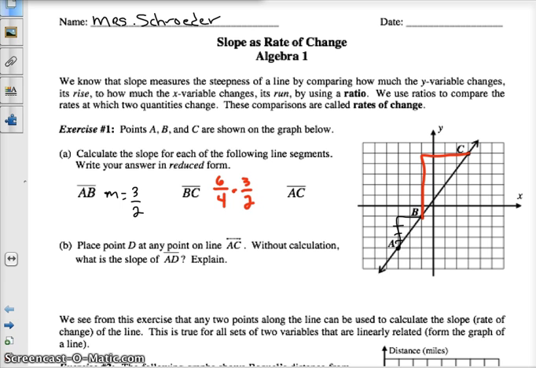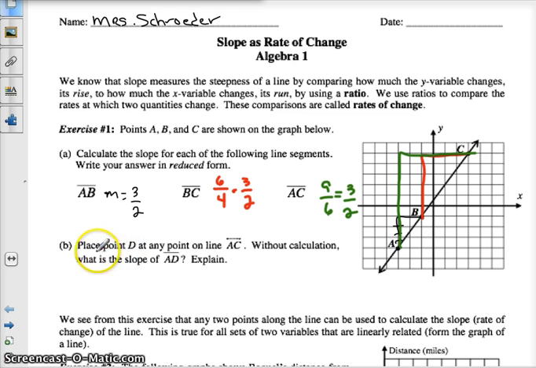And the third one is AC, which we're going to go up, and then we go over. So if I count up, 1, 2, 3, 4, 5, 6, 7, 8, 9 over 1, 2, 3, 4, 5, 6. 9 over 6. If I divide by 3 on the top and the bottom, I get 3 over 2. So I have 3 different line segments, and I have the same slope. So let's take notice of that.